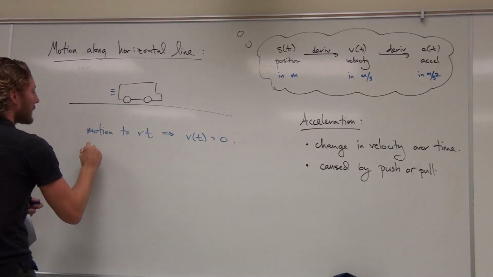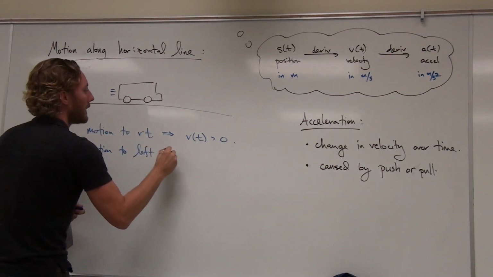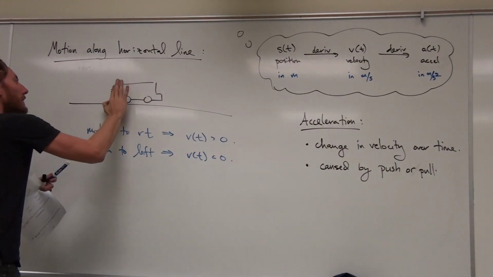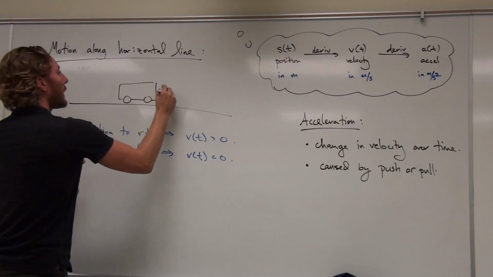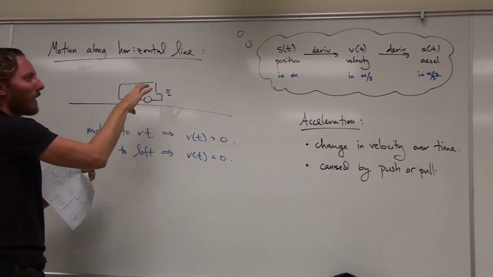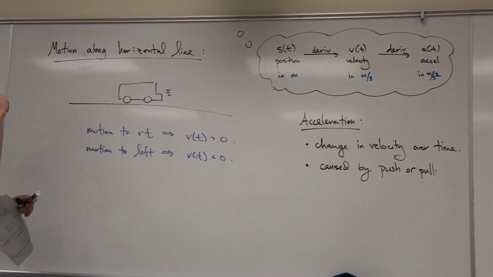Similarly, motion to the left, we're going to call negative velocity. So motion to the left would be like if the car was backing up. And these little lines are like the air that it's moving through as it's backing away.